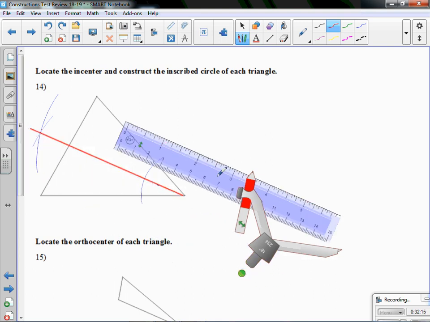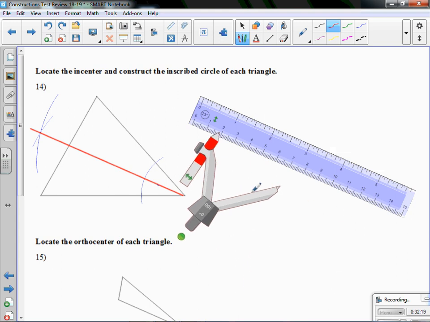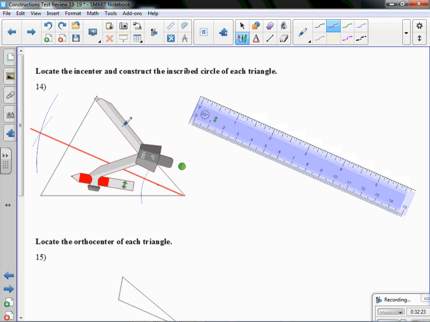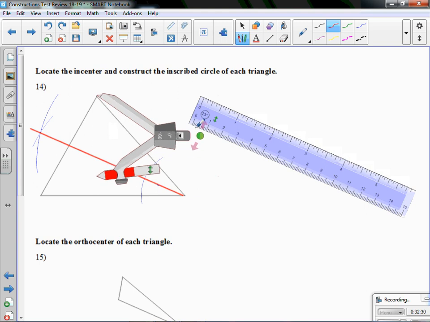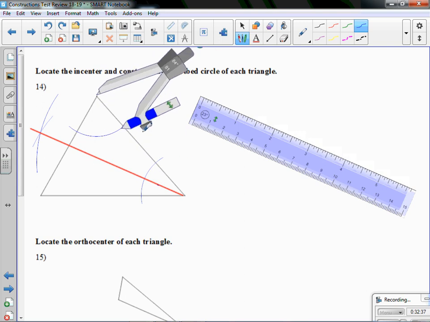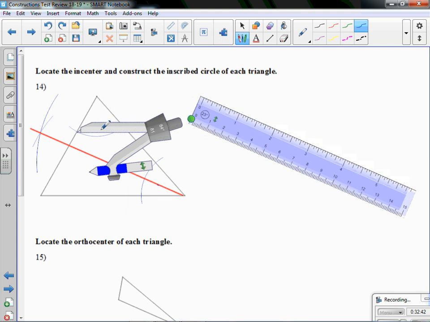Like so. Then we're going to do the same thing to one of the other angles. I'm going to go with the top angle. Point my compass at the top angle. Make an arc, goes from side to side.